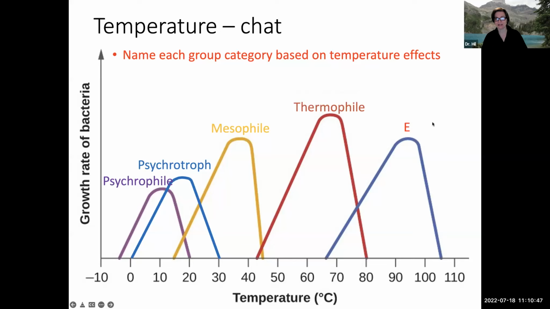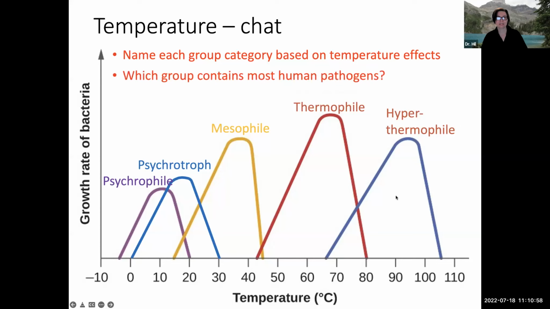And last but not least, these guys can live in boiling temperatures. What do we call them? Indeed, these are the hyperthermophiles, extremely hot. Which group contains the most human pathogens, or pretty much almost all human pathogens? Hopefully it is obviously going to be the mesophiles.